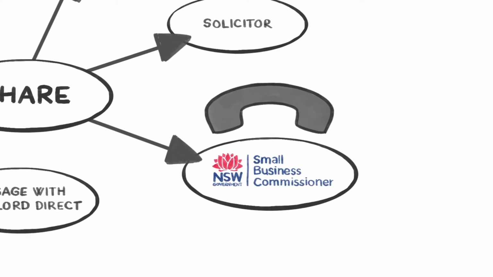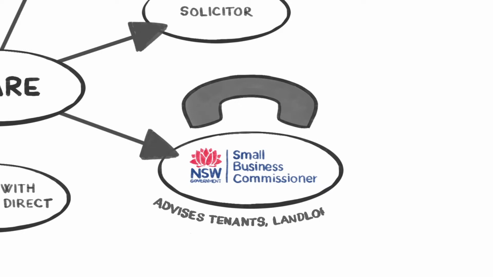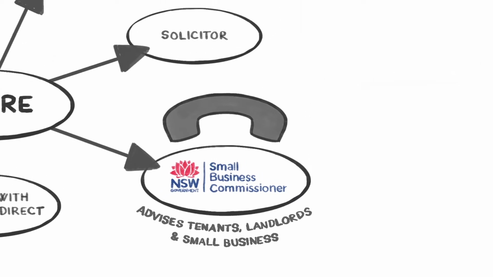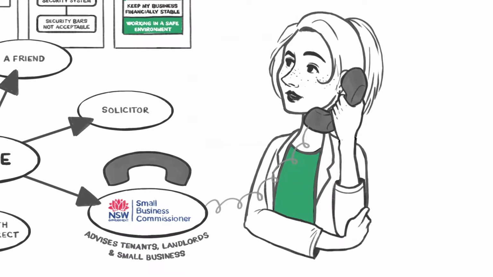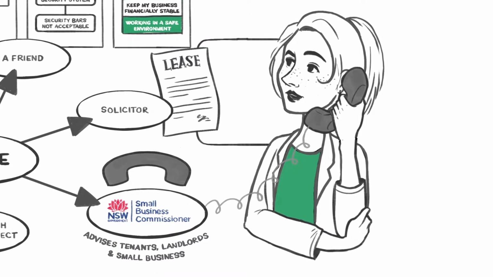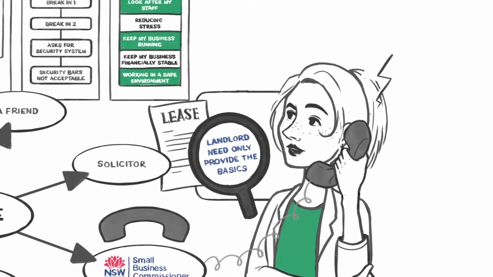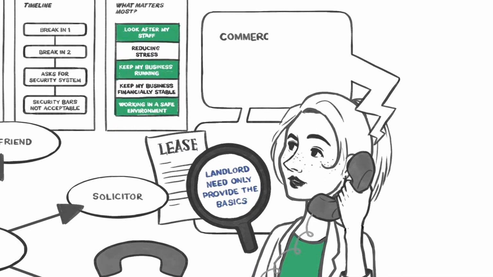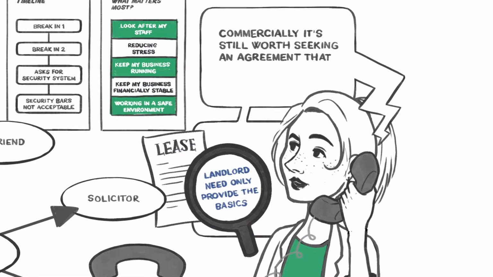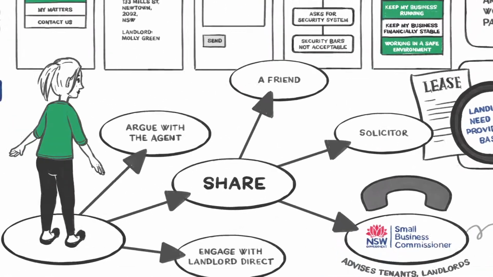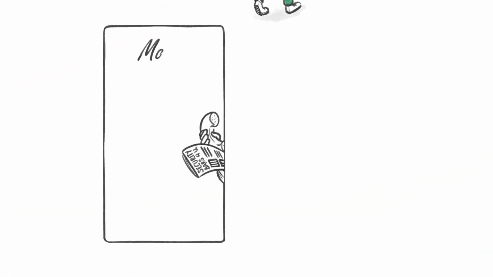Jess contacts the Commissioner, who advises tenants, landlords, and small businesses at any stage of a dispute or problem. It's suggested that Jess checks her lease, where she finds the landlord need only provide the basics. She's further advised that, commercially, it's still worth seeking an agreement that works for both parties. So how does this work for the landlord?